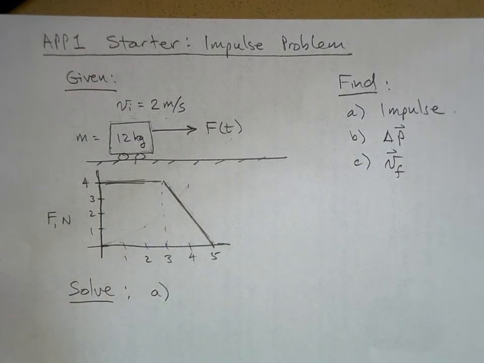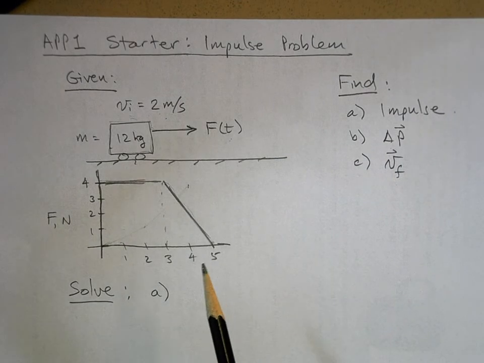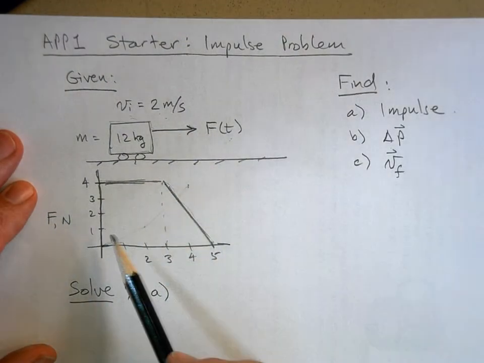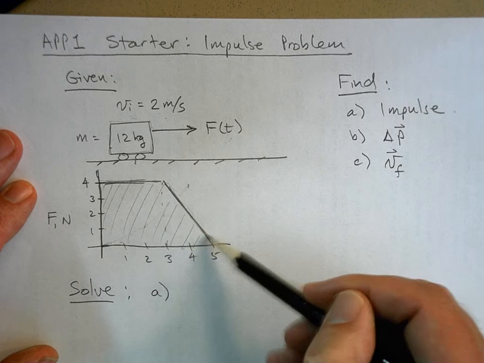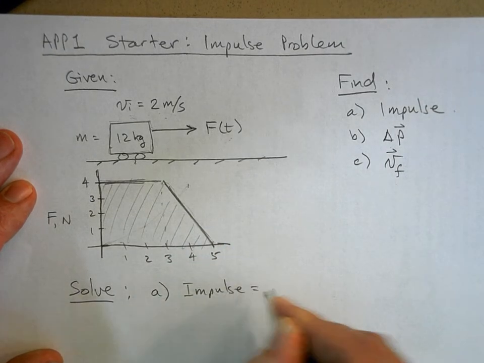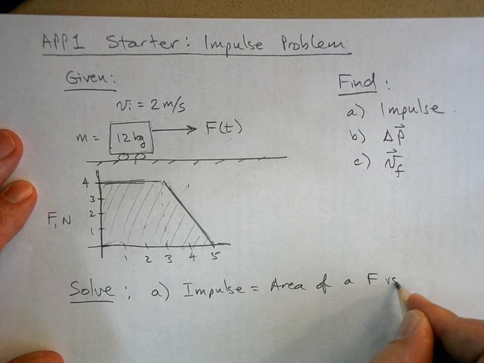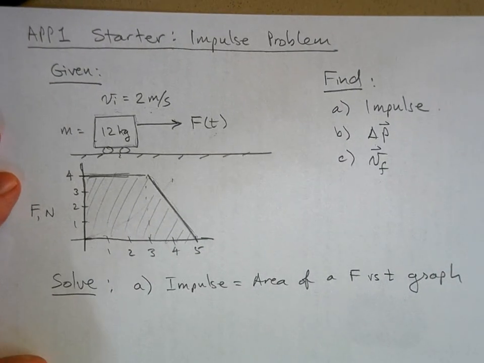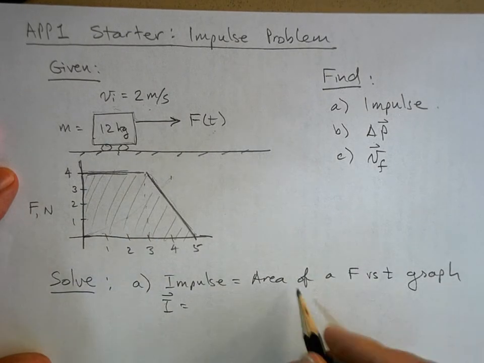We want the impulse. Now, where is the impulse in this graph, as we talked about last time? Well, it's the area underneath the graph. So the impulse equals the area of a force versus time graph. Okay, so we'll say I equals the area.